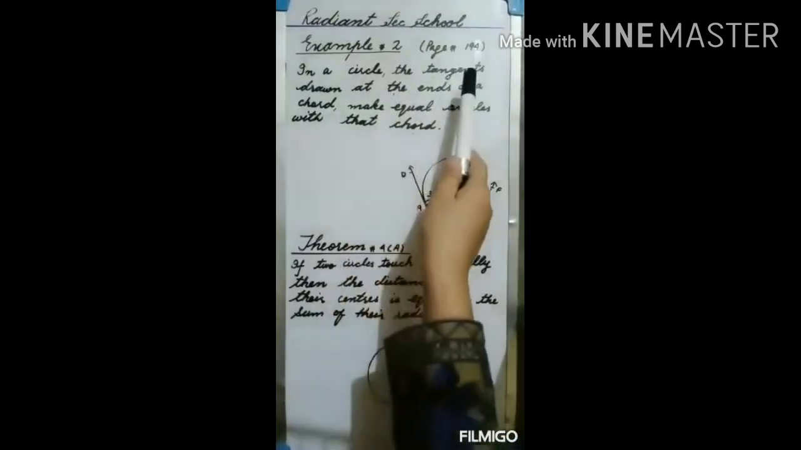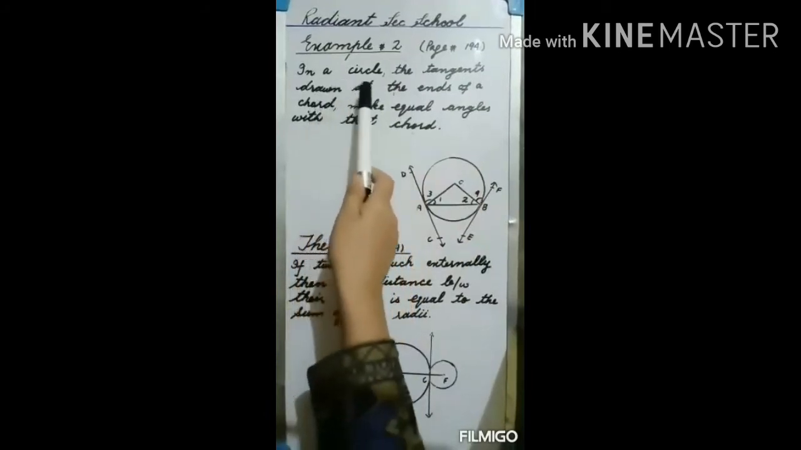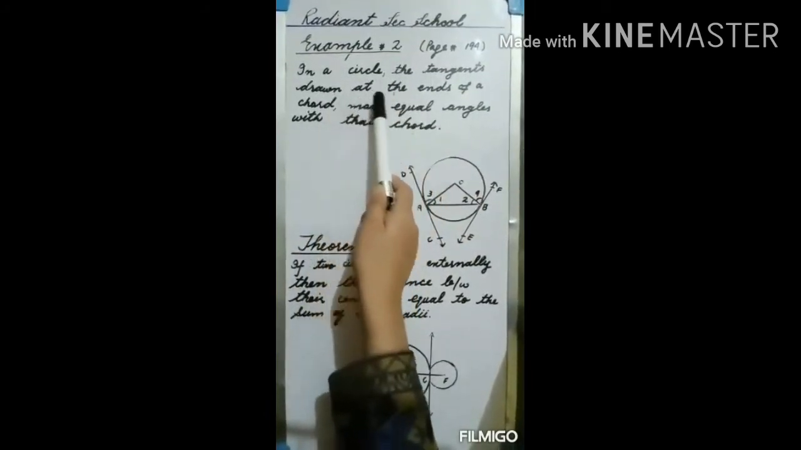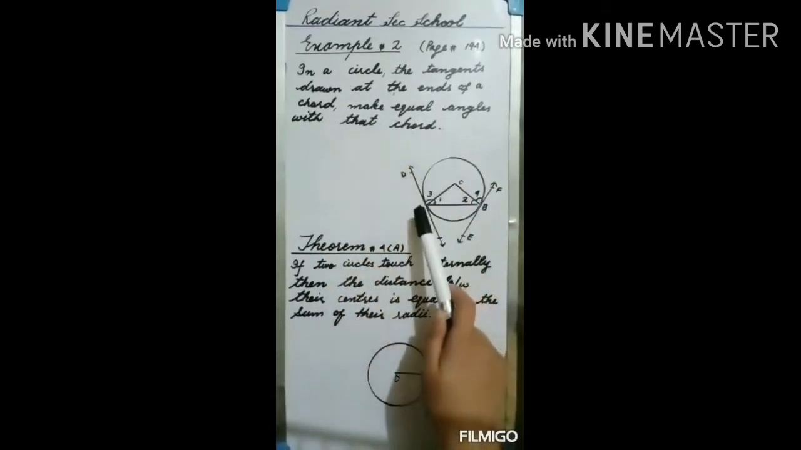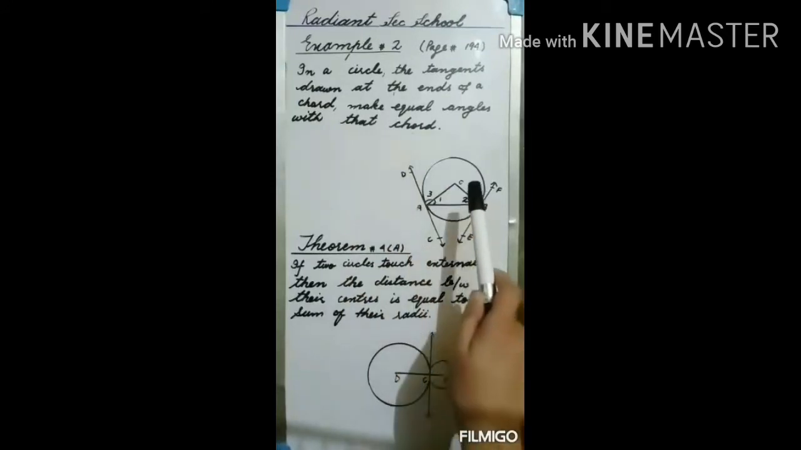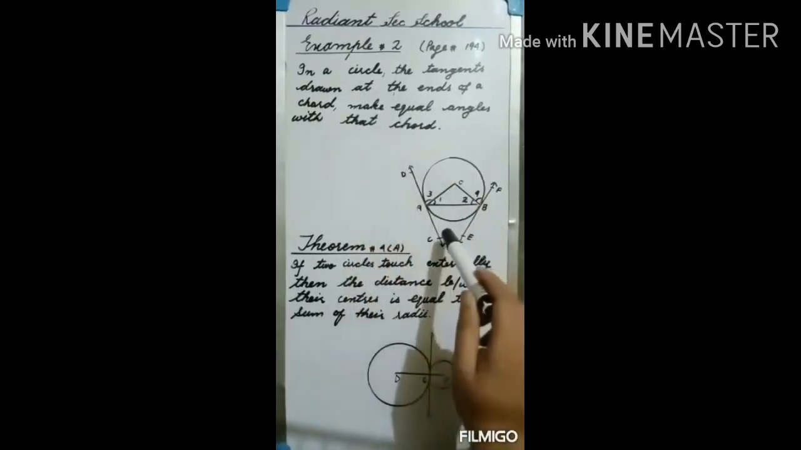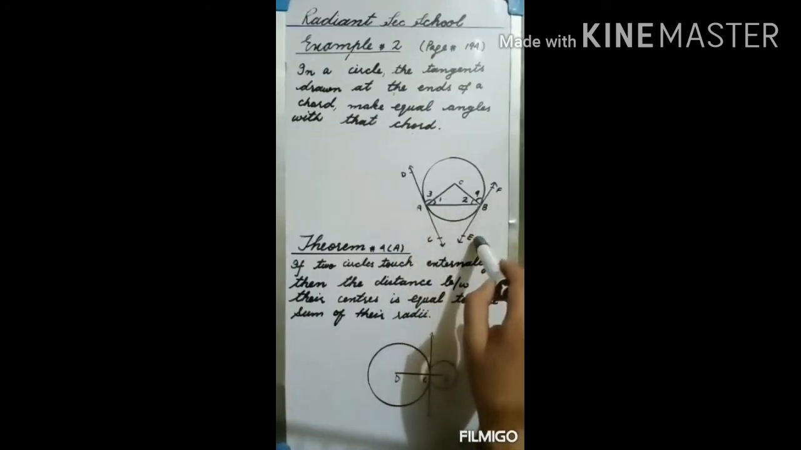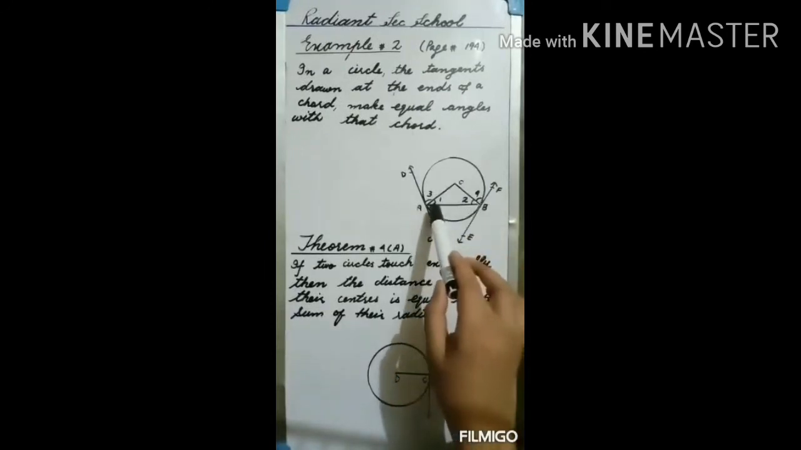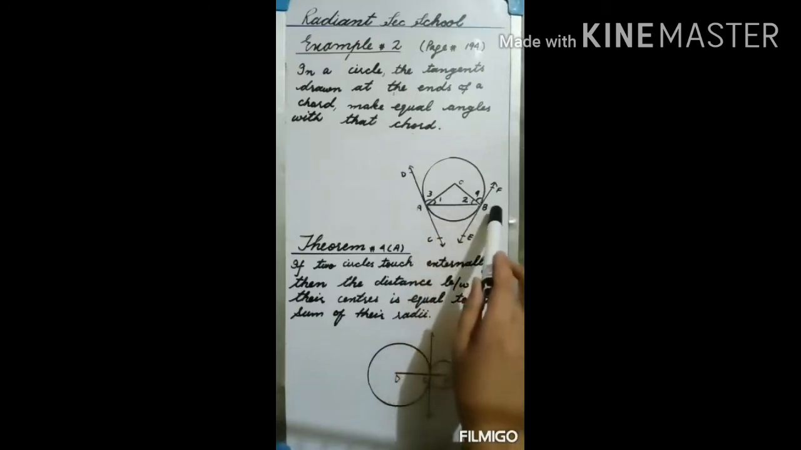Example number 2, page number 194. In a circle, the tangents drawn at the ends of the chord make equal angles with that chord. Here we have a chord AB, and then they are saying the tangents drawn at the ends of the chord. Here we have drawn the tangents EF and DC. DC is the tangent at point A, and EF is the tangent with point of contact B. Now we have to tell that the angles formed at these ends are equal in measure.